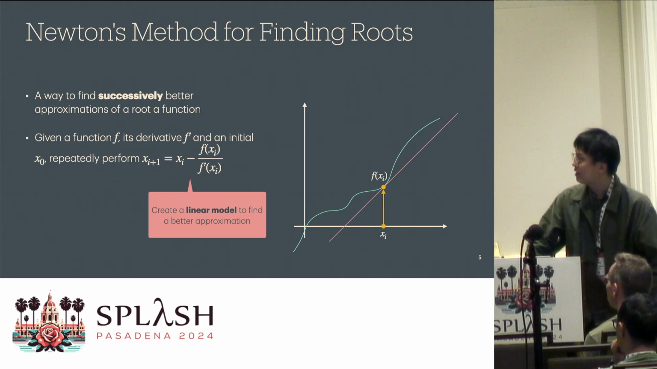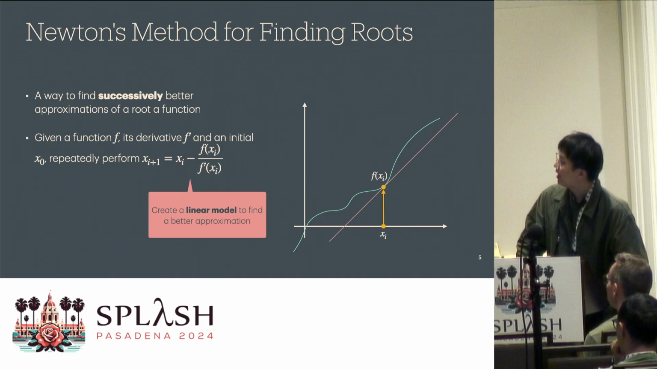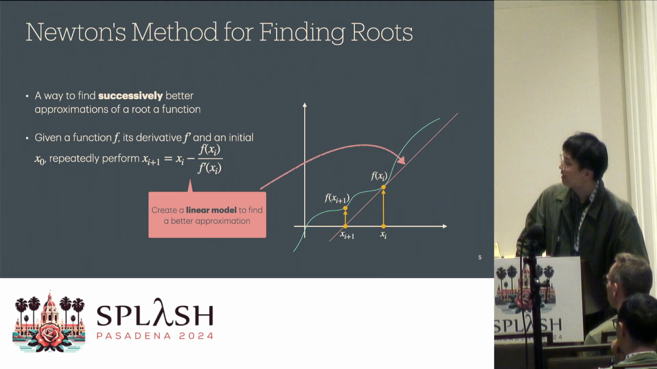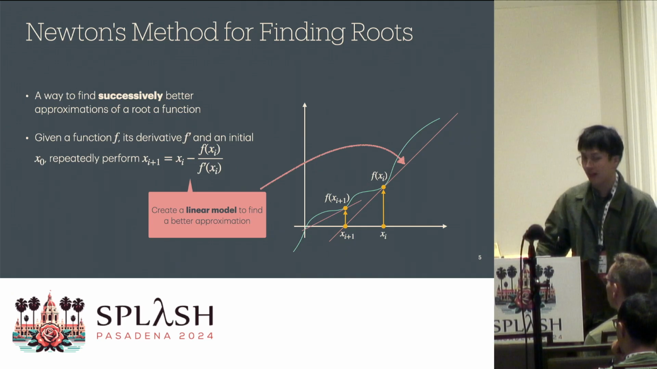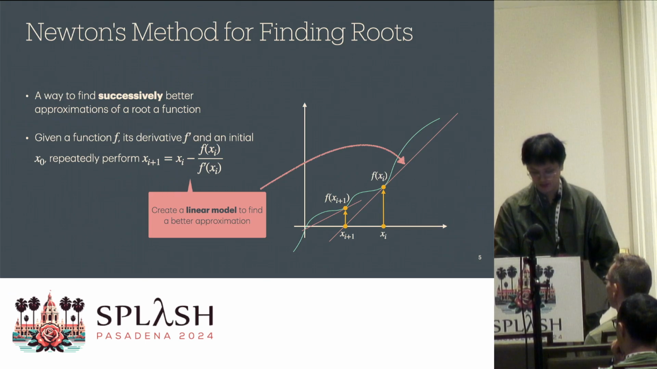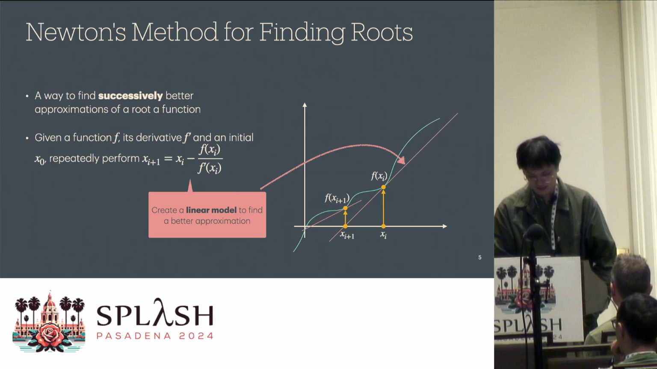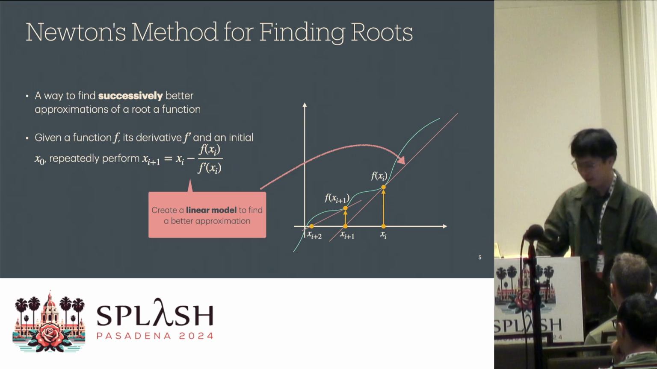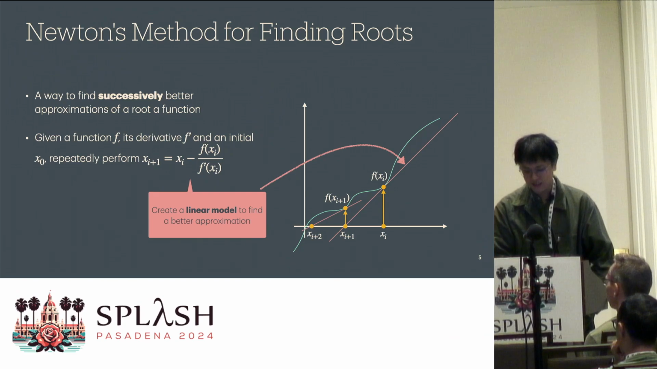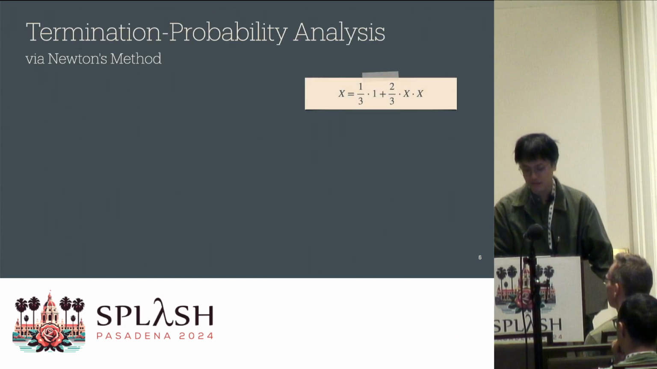And then we use the crossing of the x-axis and this tangent line to be the next approximation, xi+1. And we just repeat the process. Then we are approaching the actual root by repeating the whole process. But you can still notice that we still need an infinite number of iterations in theory. But how does that go back to the termination probability analysis?